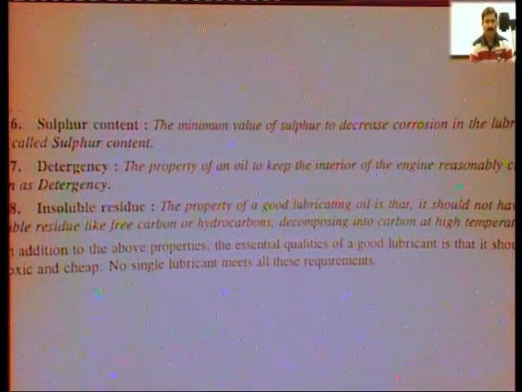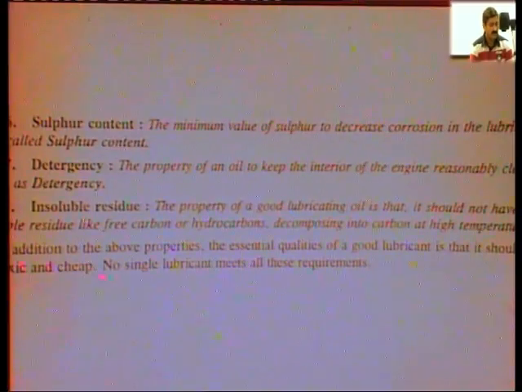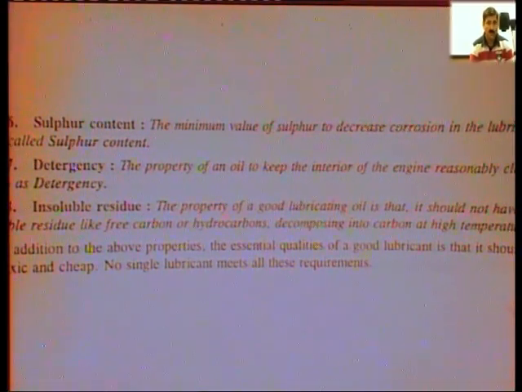As I have told you earlier, during the lubrication process, the oil should clean the internal system of the engine. It will take away the impurities from the wear and tear of the engine. It should have a detergency property. And the last property is the insoluble residue. The property of good lubricating oil is that it should not have insoluble residue like hydrocarbons.